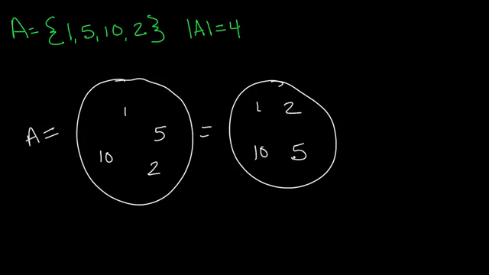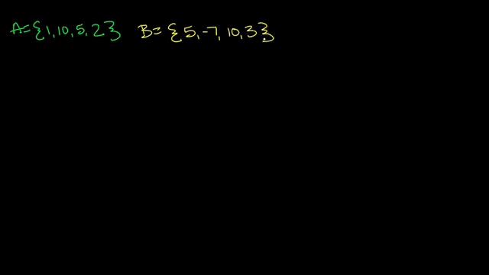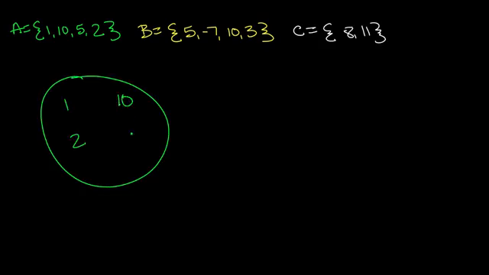So what? Well, this gives us a cool way to visualize things like intersections. For example, let's write A again. A equals 1, 10, 5, 2. Let's take the set B equal to 5, minus 7, 10, 3. And say a set C is equal to 8, 11. As a way to depict this, let's draw A as 1, 2, 10, and 5. Now let's draw B. B has 5, minus 7, 10, 3. Notice that A intersect B is 10 and 5. They share that in common. We can show that by having the two sets overlap.